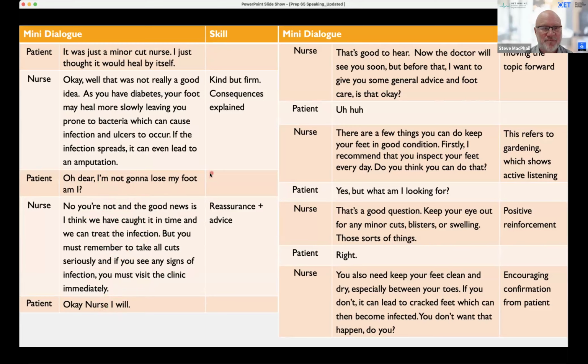"Okay, nurse, I will." All right, so that's an important section of this role play. The consequences have been explained.